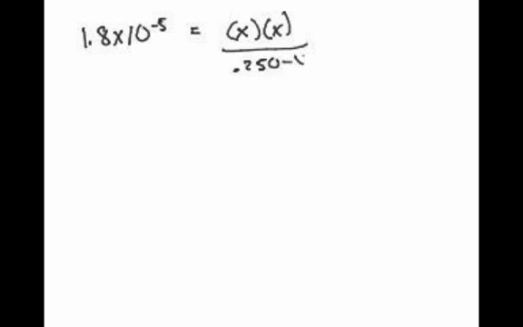I'm going to say 1.8 times 10 to the minus 5 will be equal to x times x over 0.250 minus x. These are all 1-to-1 ratios. And now I need to solve this problem. Now to solve this problem, I want to use my solver in my calculator.